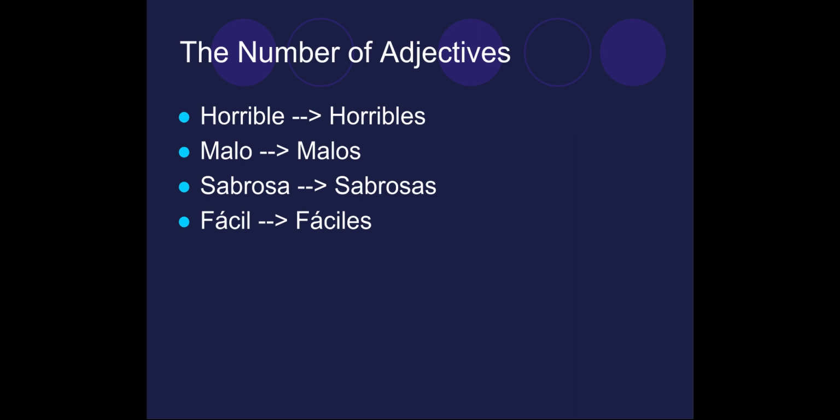Sabrosa is the feminine form of tasty or yummy. So la sopa sabrosa, the yummy soup. If I have multiple soups that are yummy, I would have las sopas sabrosas. Fácil is a gender neutral adjective that's singular. It ends in a consonant. I add es to the end of it to make it fáciles.